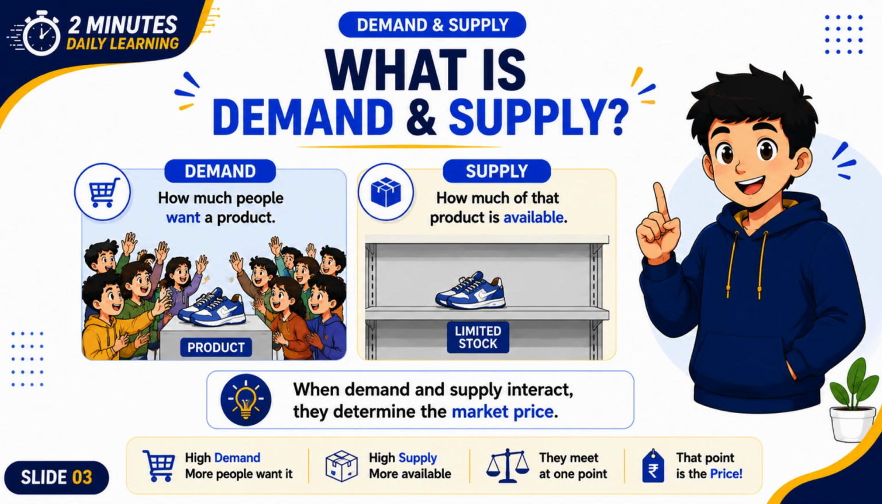So, what exactly is supply and demand? Demand is how much people want a product. Supply is how much of that product is available. When demand and supply interact, they determine the market price. In simple words, demand is what people want, supply is what is available, and price is where they meet.